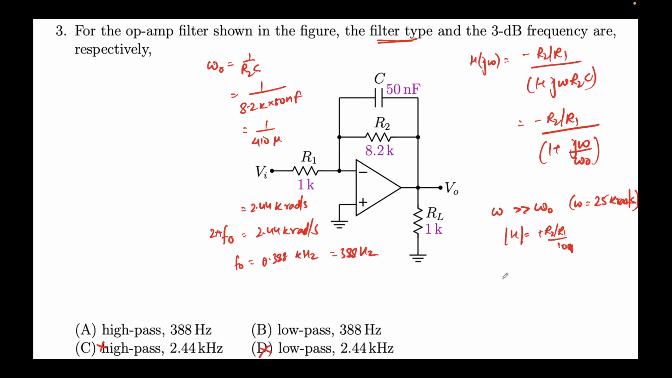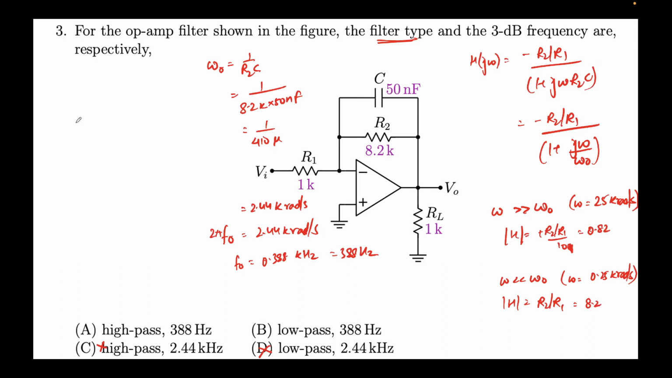Let's take the other case, omega less than omega naught. By that I mean omega is lower than 2.44, so let's say 0.25 kilo radian per second. In that case, omega is lesser than omega naught, so this term will vanish. So mod H will come out to be R2 by R1. R2 by R1 is 8.2, and here it will come out to be 0.82.